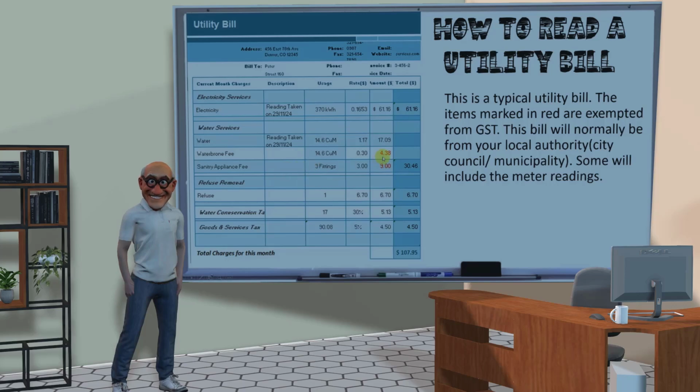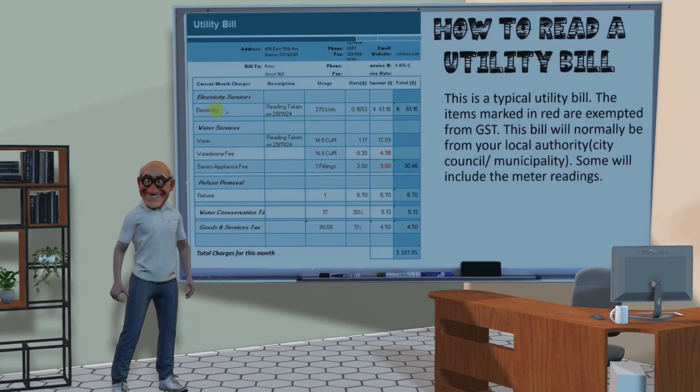Of course, these two here, the water borne fee and also the sanitary appliance fee, those are GST or VAT, your taxes are normally excluded from that. So when you're working out this goods and services tax, you do not include those two, because they are excluded from the rate. Righto guys, that is basically how it goes.